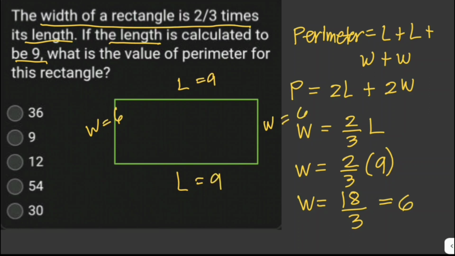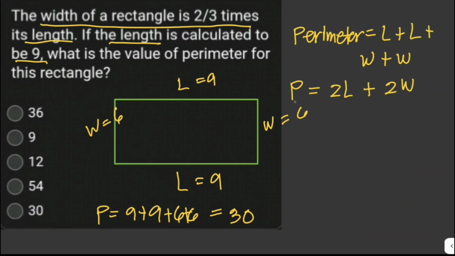So now we can solve for the perimeter. So the perimeter is just 9 plus 9 plus 6 plus 6, which is just equal to 30. Or we can use this formula here. So that is P equals 2 times the length, which is 9, plus 2 times the width, which is 6.